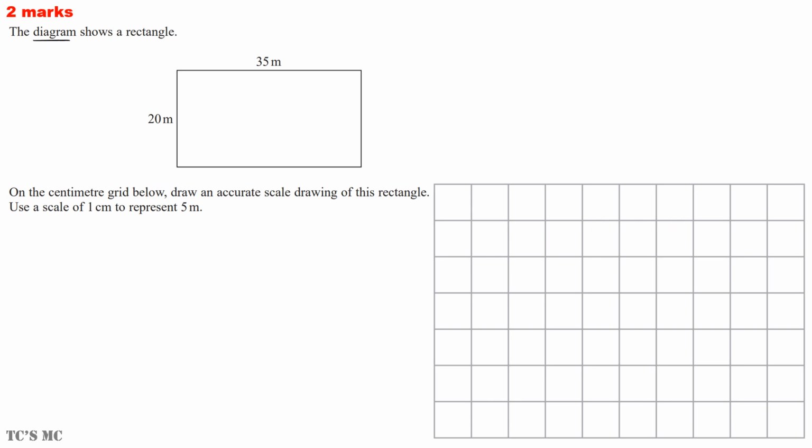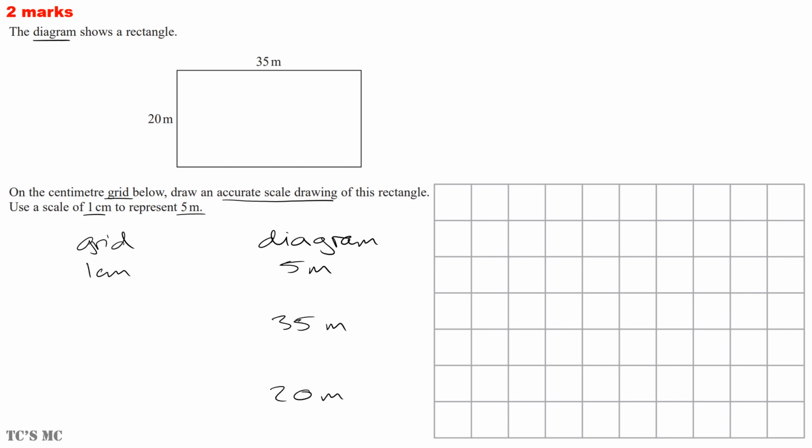The diagram shows a rectangle. On the centimeter grid below, draw an accurate scale drawing of this rectangle. Use a scale of 1 centimeter to represent 5 meters. So we have the grid and we have the diagram. We are told that 1 centimeter is equal to 5 meters. We are told that the length is 35 meters on the diagram. The width is 20 meters on the diagram.